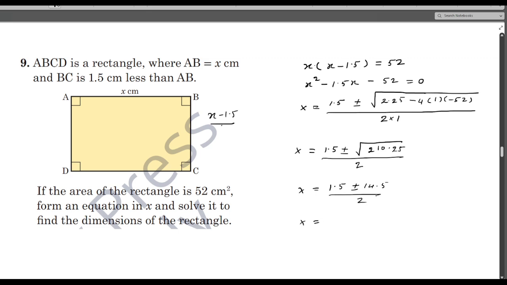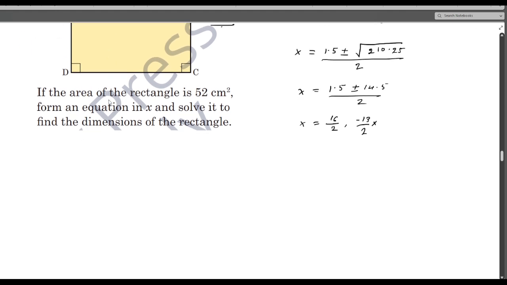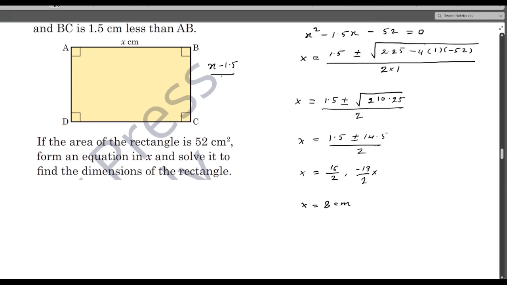So x will be 14.5 plus 1.5, 16. So it is 16 divided by 2, or 1.5 minus 14.5, it is minus 13. So it is minus 13 divided by 2. So this minus 13 divided by 2 cannot be the answer. So your x is equal to 8 centimeter. Now the question is, find the dimension of rectangle.